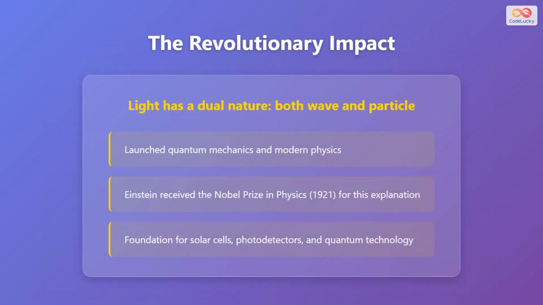The photoelectric effect demonstrated that light has a dual nature, behaving as both a wave and a particle. This discovery launched the field of quantum mechanics and transformed modern physics. Albert Einstein received the Nobel Prize in Physics in 1921 specifically for his explanation of the photoelectric effect. Today, this phenomenon is the foundation for countless technologies, including solar cells that convert sunlight into electricity, photodetectors in cameras, and quantum technologies that are shaping our future.